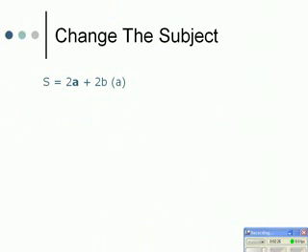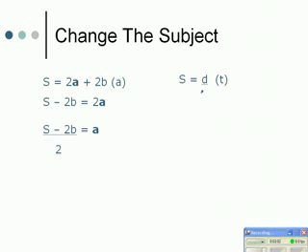So if we've got S equals 2A plus 2B, and I want to make A the subject of the formula. The first thing I've got to get rid of off the right hand side is what's not attached to the 2A, which is the 2B. So opposite of plus 2B would be minus 2B. So S minus 2B equals 2A. And then 2 times A, or A times 2, the opposite of that is divide by 2. So S minus 2B all over 2 equals A. And A is now the subject of the formula.